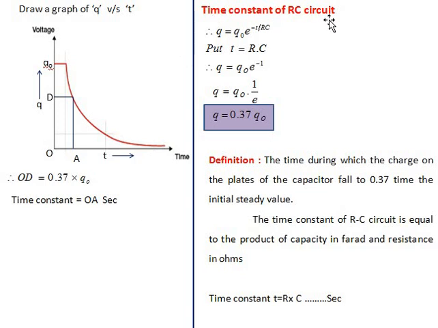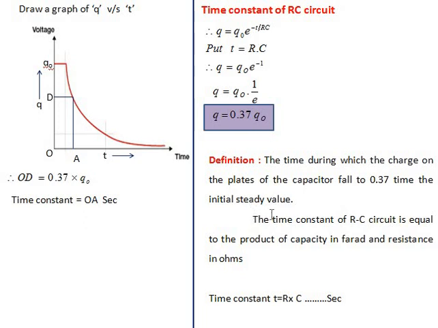Now, the time constant of the RC circuit. We know Q = Q naught e^(-t/RC). Put t = RC. Therefore Q = Q naught e^(-1). So e^(-1) means 1/e. Substituting the value of e, Q = 0.37 Q naught. So the time constant is the time during which the charge on the plates of the capacitor falls to 0.37 times the initial steady value or steady charge.